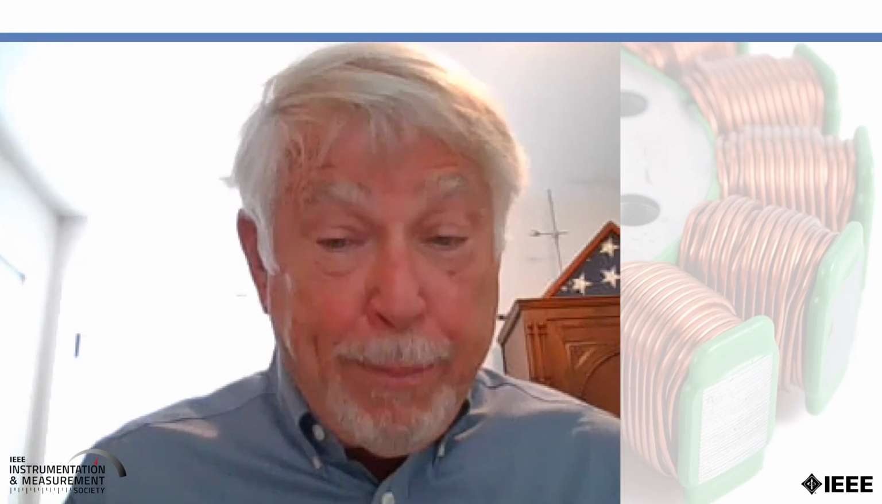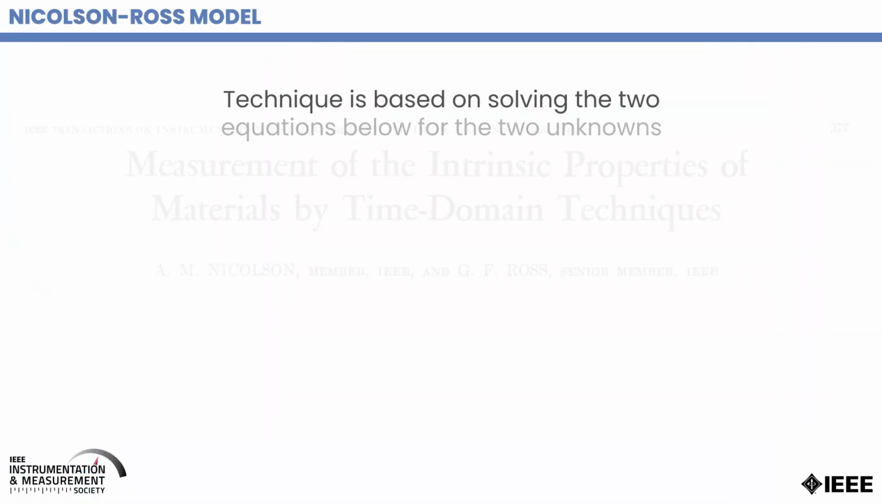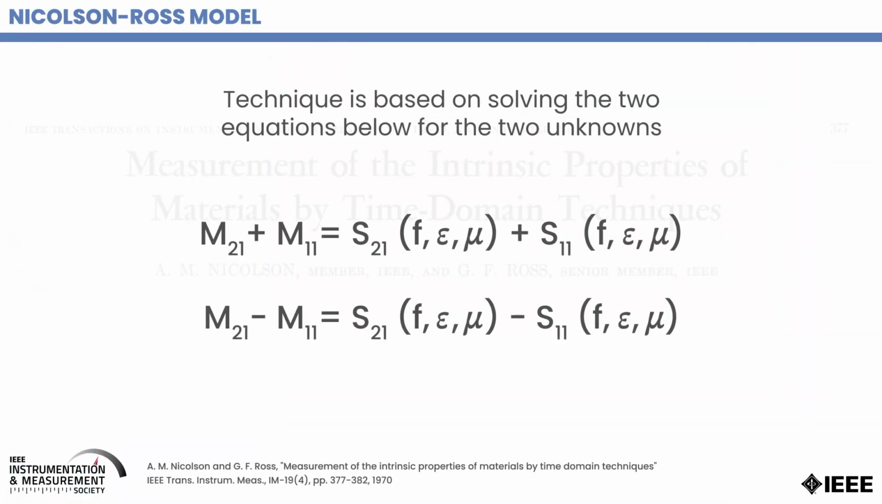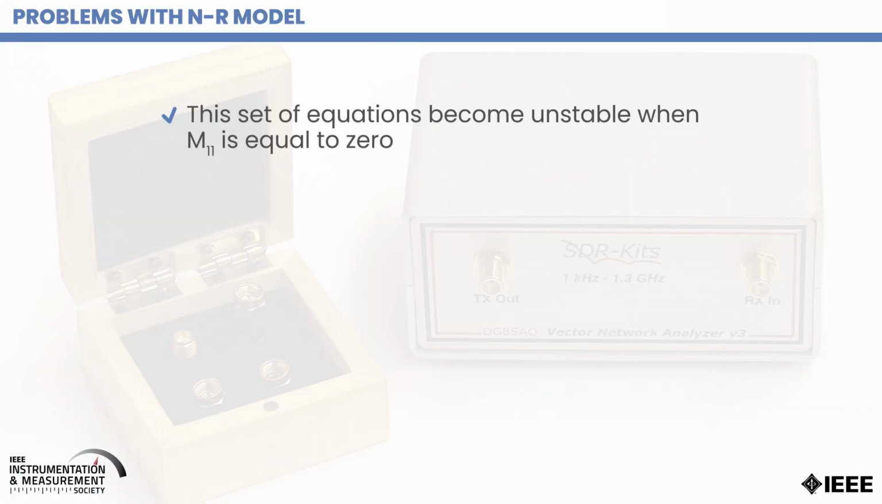Nicholson-Ross is probably the most famous way of doing this. Back in the 70s, Nicholson and Ross found that if they took the sum and the difference of the reflection and transmission, they could algebraically solve for the material properties as a function of frequency. There are a few considerations you need to take into account when using the Nicholson-Ross model. Anytime the reflection off of the material is equal to zero or close to zero, you end up with one equation and two unknowns, so it becomes inherently unstable.